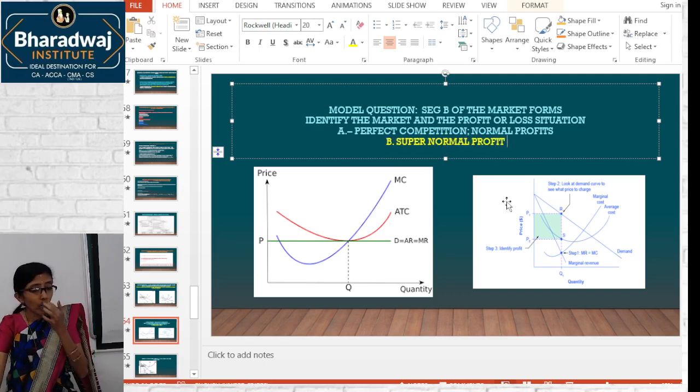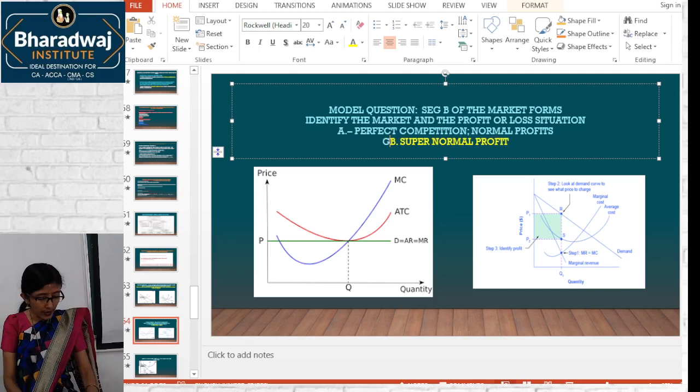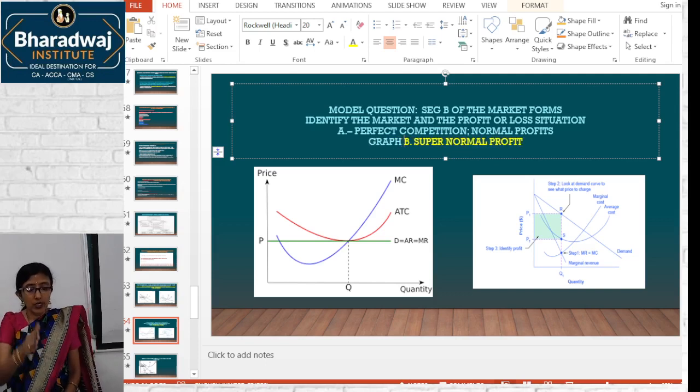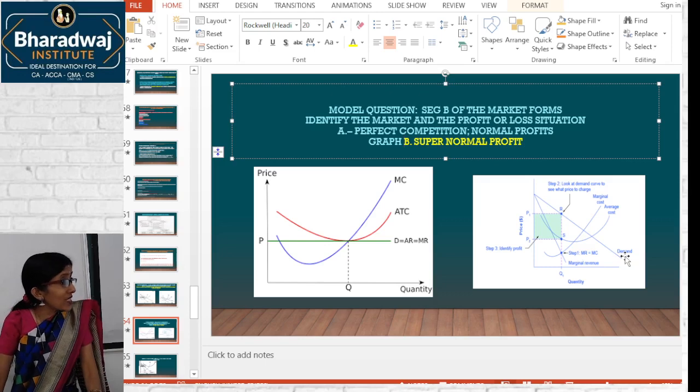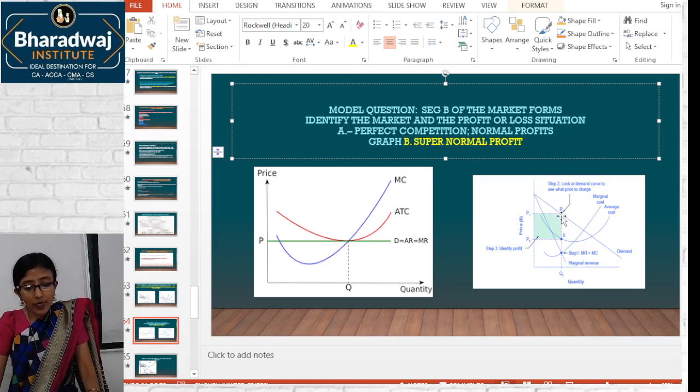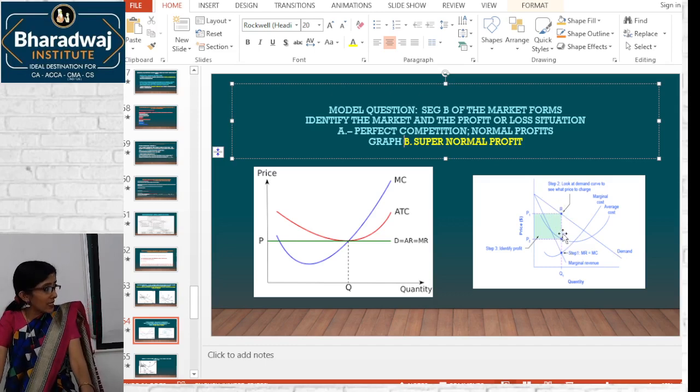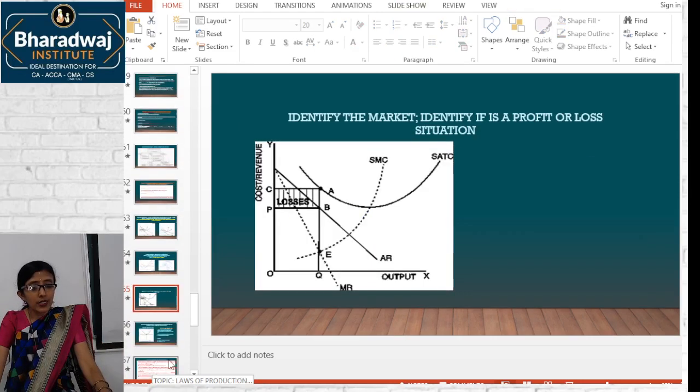So in graph 2, I want you to identify only whether it is a profit or loss situation, because this curve has to be steeper. Now, how did you identify supernormal profit? This demand also represents AR. Look at the AR point, AR point is R and cost is C. So AR is greater than AC, which is supernormal profit. Can you understand, students? Don't be so sleepy. Actually, with this slide, I will give you a break. Look at this one and tell me.